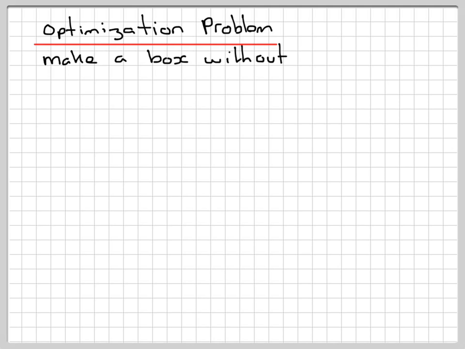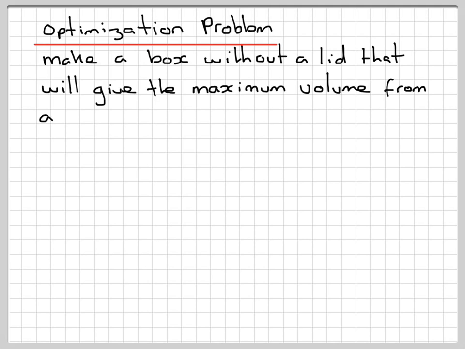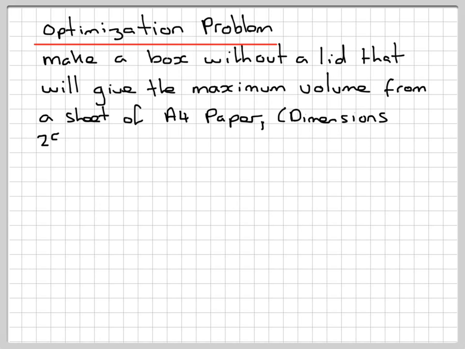Make a box without a lid that will give the maximum volume from a sheet of A4 paper. Suppose you were in a packing company that made boxes. What you would want to do is make the maximum volume for the smallest amount of surface area for your product to be a good seller. Now the dimensions of A4 are 297 millimeters by 210 millimeters.